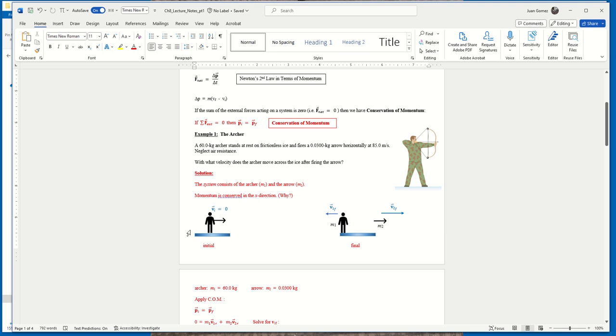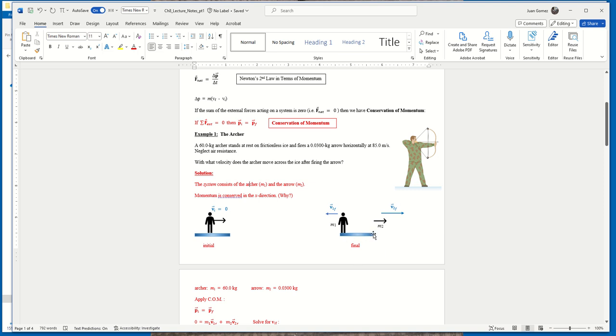So here's the system. There's the ice, and the system is the archer, M1. I'll draw this little man here, or person. It could be a man or a woman. There's the archer, and here's the arrow right there. Now, initially the system is at rest, because he's just standing at rest. So the archer is not moving, and the arrow's not moving. He's just standing there holding this bow and arrow. So that's the initial: that's the archer, that's the arrow, and initially both M1 and M2 are at rest.